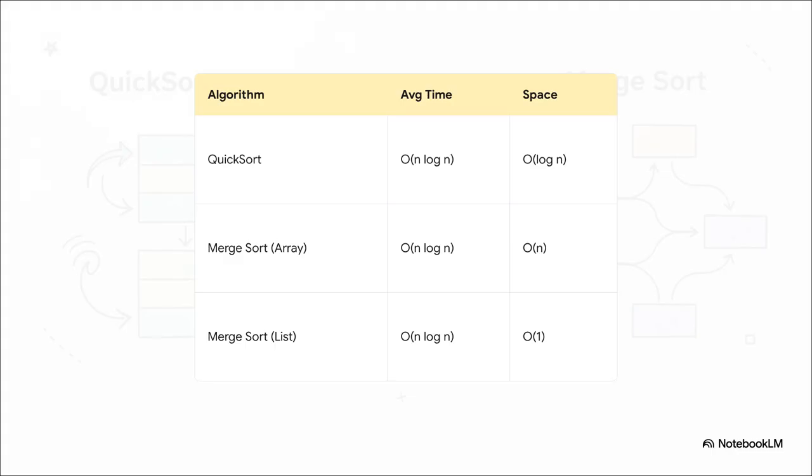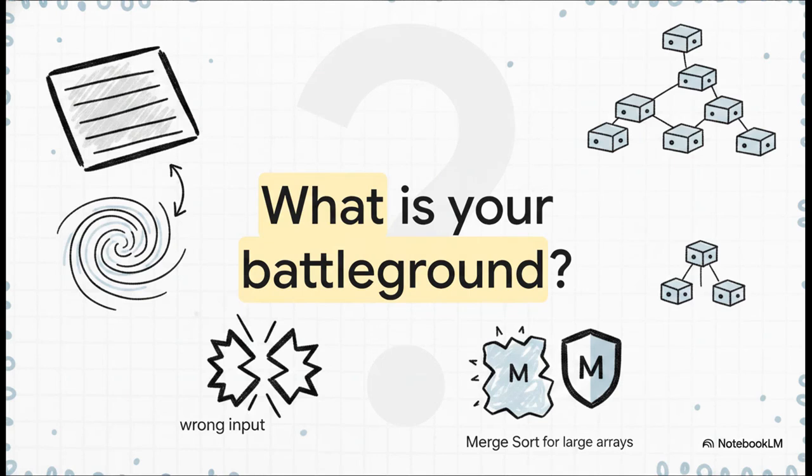I highly, highly recommend taking a mental snapshot of this summary matrix. It perfectly distills the exact trade-offs we've been talking about today. You can see QuickSort's fantastic average time, but really volatile worst-case time, directly contrasting with merge sort's rock-solid time complexity. But more importantly, it maps exactly how the underlying data structure, array versus linked list, completely changes the space complexity game for merge sort.